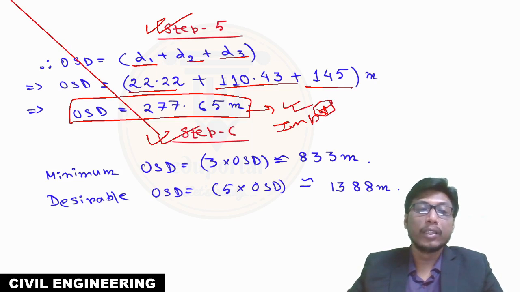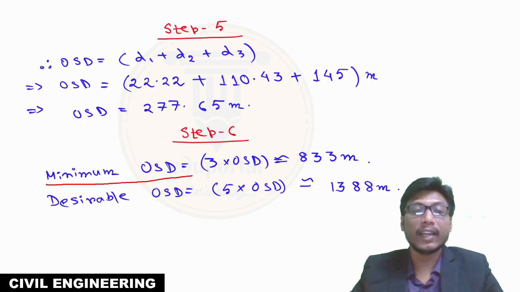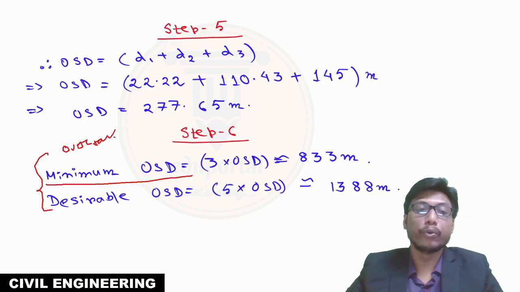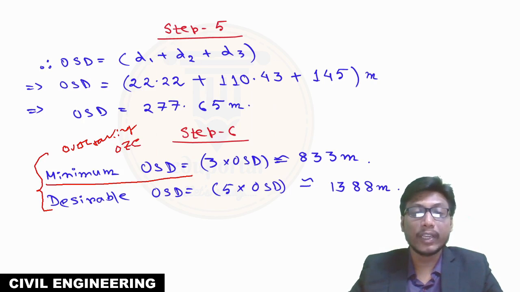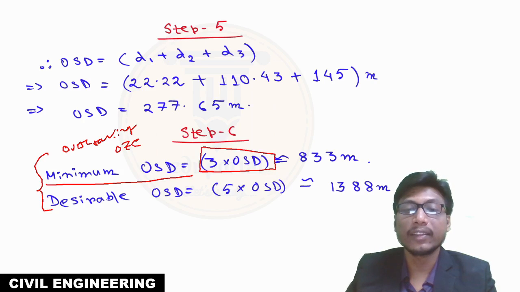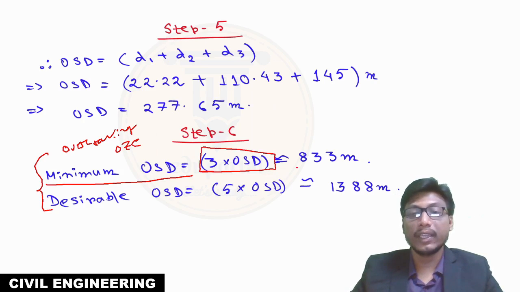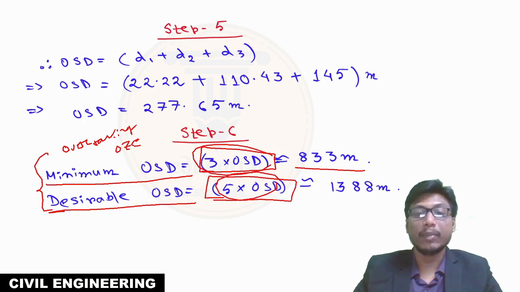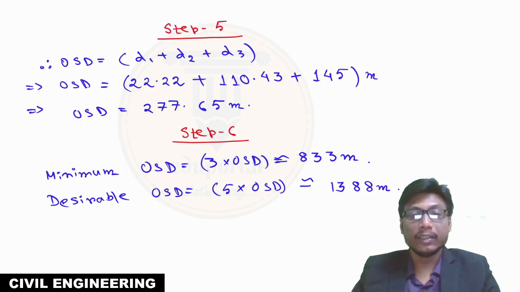Now step 6, we know the minimum overtaking side distance. So this is for the overtaking zone. The minimum overtaking zone, the minimum length should be 3 into OSD. It's coming 833 meters, and the desirable length of the overtaking zone is 5 into OSD. So it's coming 1388 meters. Okay, so this is the solution.